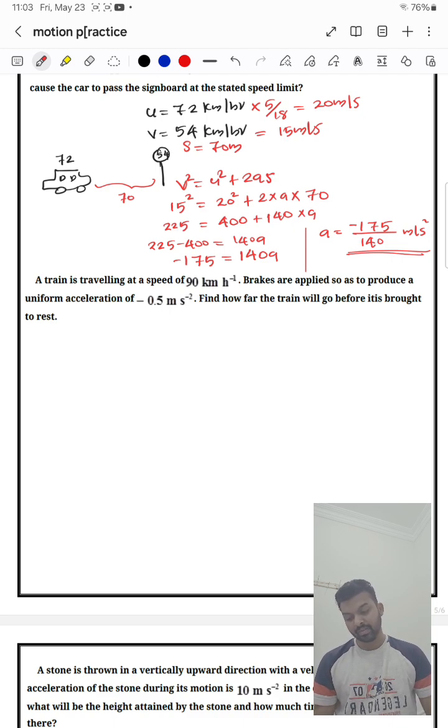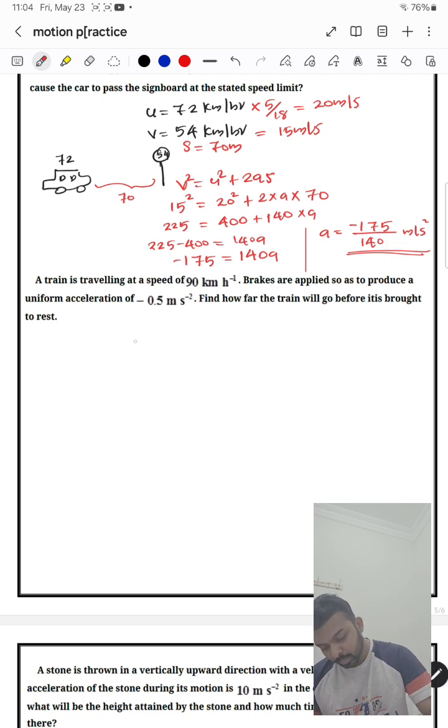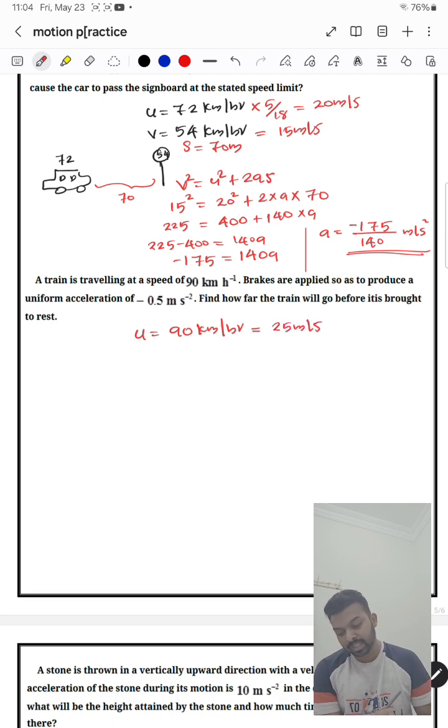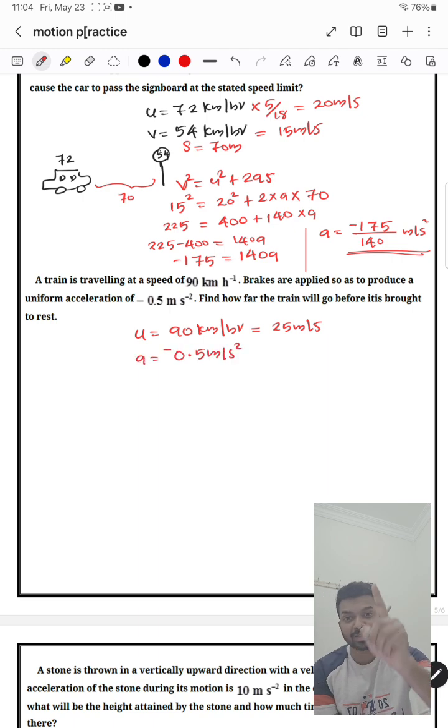A train is traveling at a speed of 90 km/h. So U is equal to 90 km/h. I'll convert into meter per second right now because mostly the time comes in seconds. So 90 km/h is 25 meter per second. Brakes are applied so as to produce a uniform acceleration of 0.5 meter per second square. Brakes means it is minus.